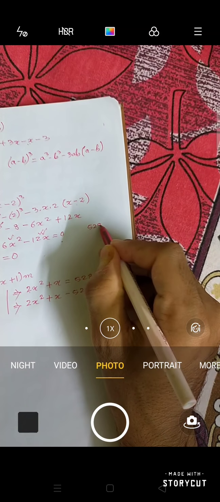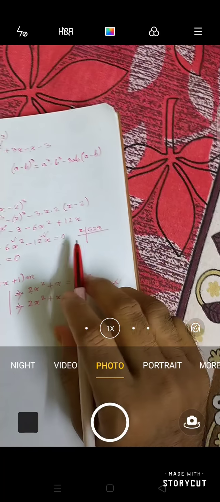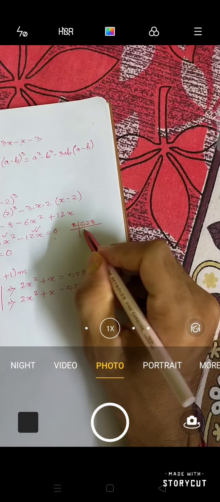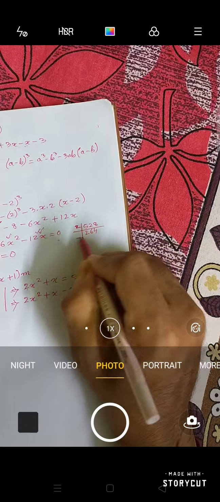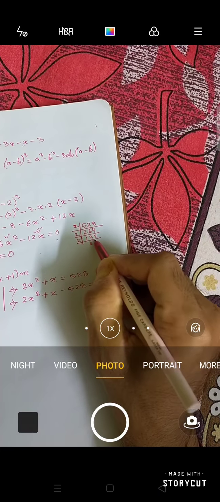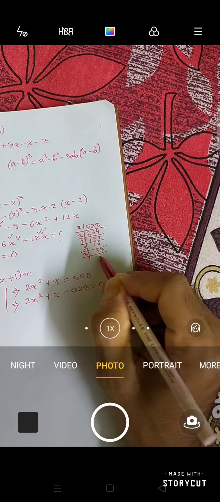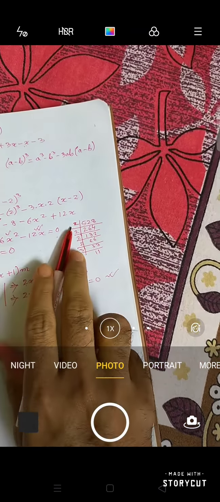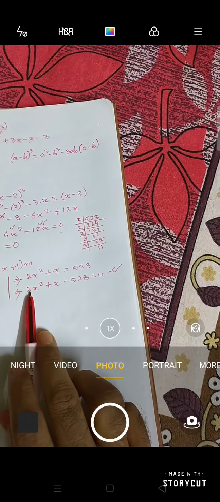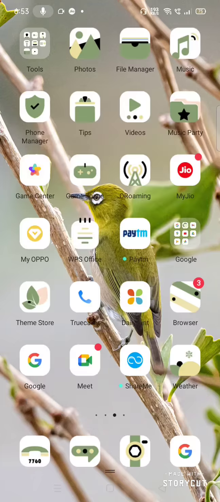Now try to understand. I'll take the prime factorization of 528 only. While taking the prime factorization, you should take a prime number only. So 2 2s are 4, 2 4s are 8... 528 divided by 2 is 264, then 132, then 66, then 33, then 3 times 11. This is the prime factorization of 528. But we are having that 2 also, right?